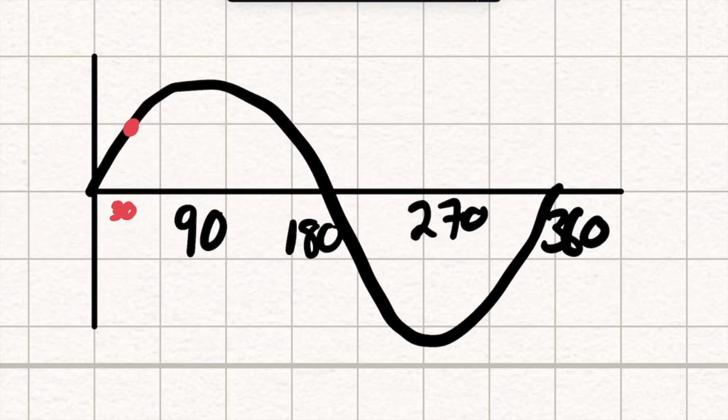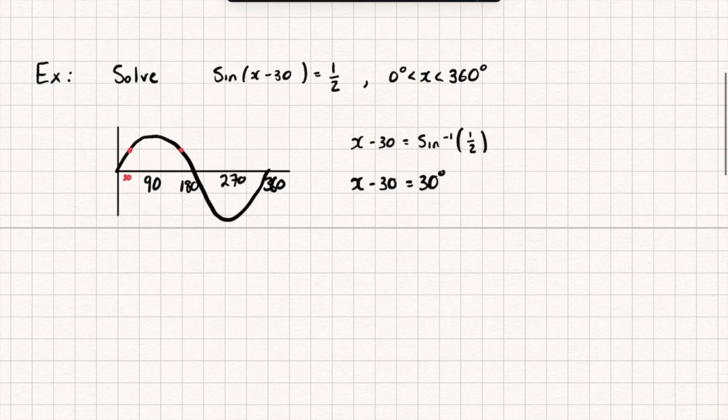Now from this we can see there's going to be another solution over here, and because of the symmetry we can do 180 minus 30, and we can find a second solution at 150 degrees. So x minus 30 will also equal 150 degrees. Now we found these two solutions in the initial period, what we can do is add 30 to both sides, and that tells me that x equals 60, and in this case x equals 180, and these are our two solutions.